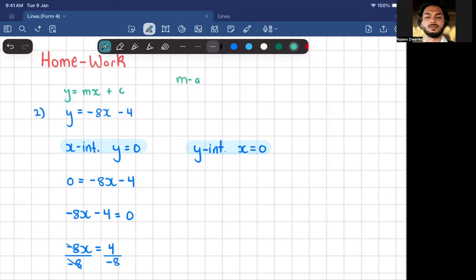So M stands for the gradient. You need to know that M is the gradient. That's just basically how steep something is. And C is the y-intercept. So that's where the graph would cut the y-axis, right? So Vanessa, if we want to get 2 points, we already have the x-intercept. Now we want to find the y-intercept. Just by reading off the equation, can you tell me what the y-intercept is?